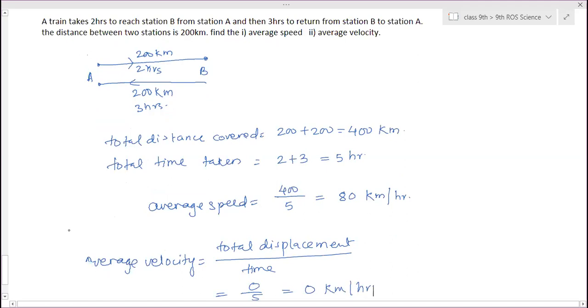Okay, so this way you have to calculate average speed and average velocity. So write down this question. Done. Then we will stop today.